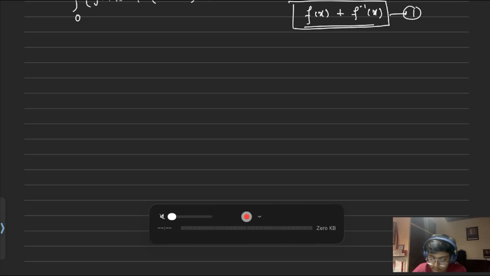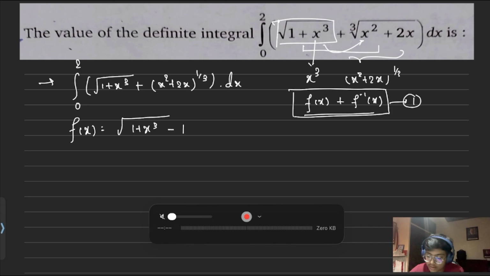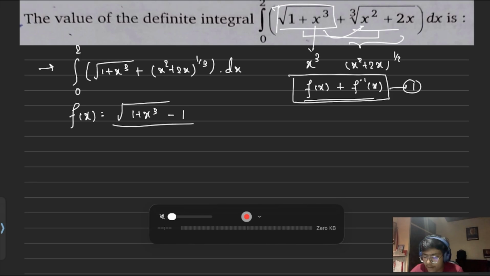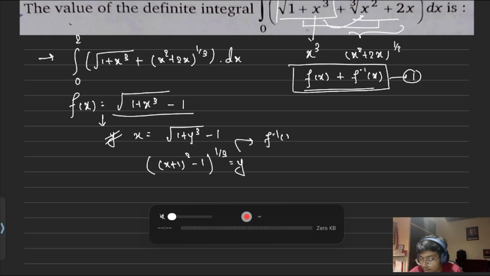So now I'm going to consider a function f(x) equal to the square root of 1 plus x cubed, minus 1. And I have considered this function because I have a feeling that the inverse of this function is the second function. If we directly calculate this inverse with the good old method, by replacing x and y at those places, then we will see that the cube root of (x plus 1) whole squared minus 1 gives us y, which is nothing but f inverse of x, which is the second function itself.